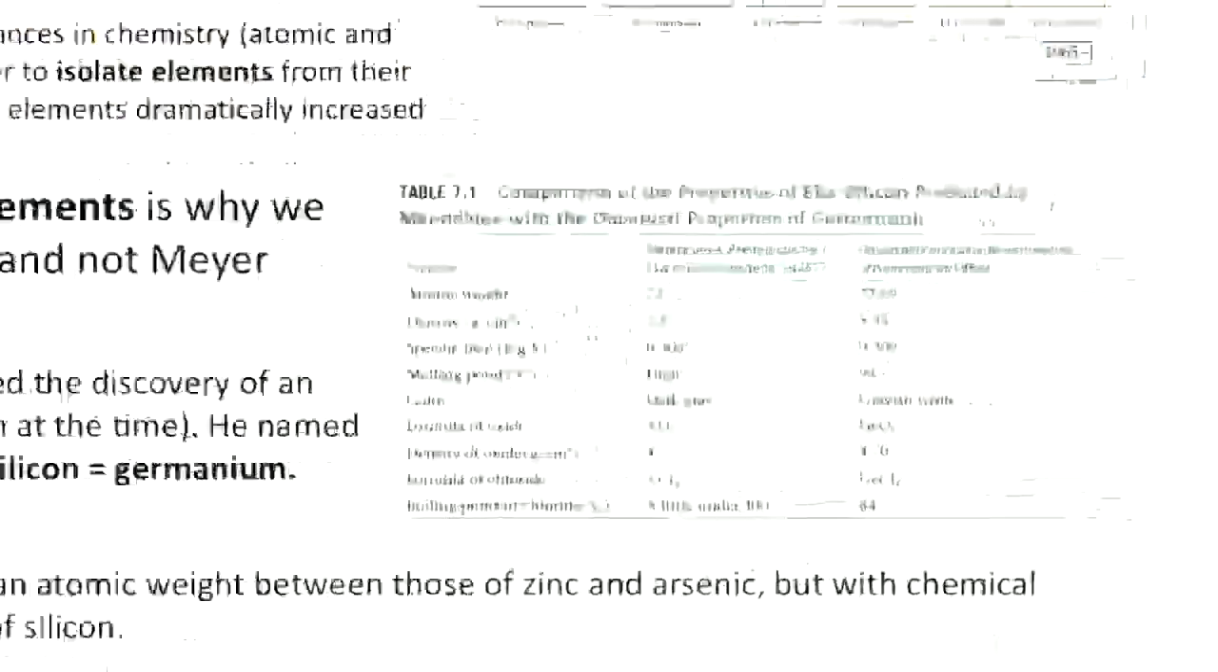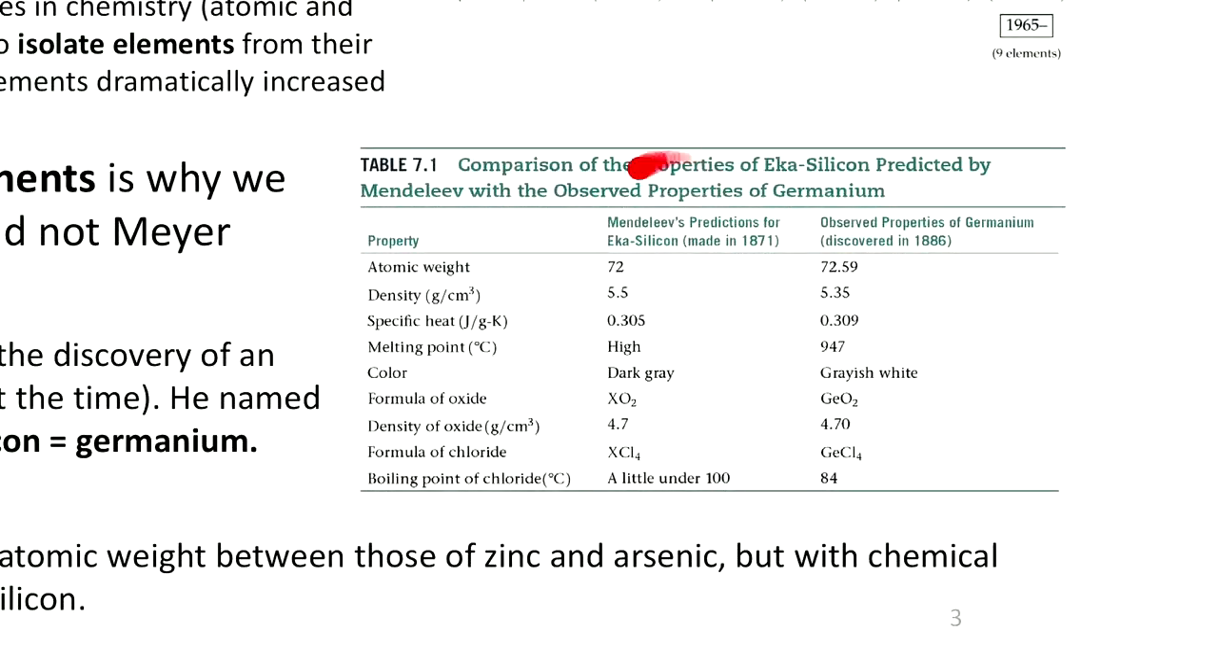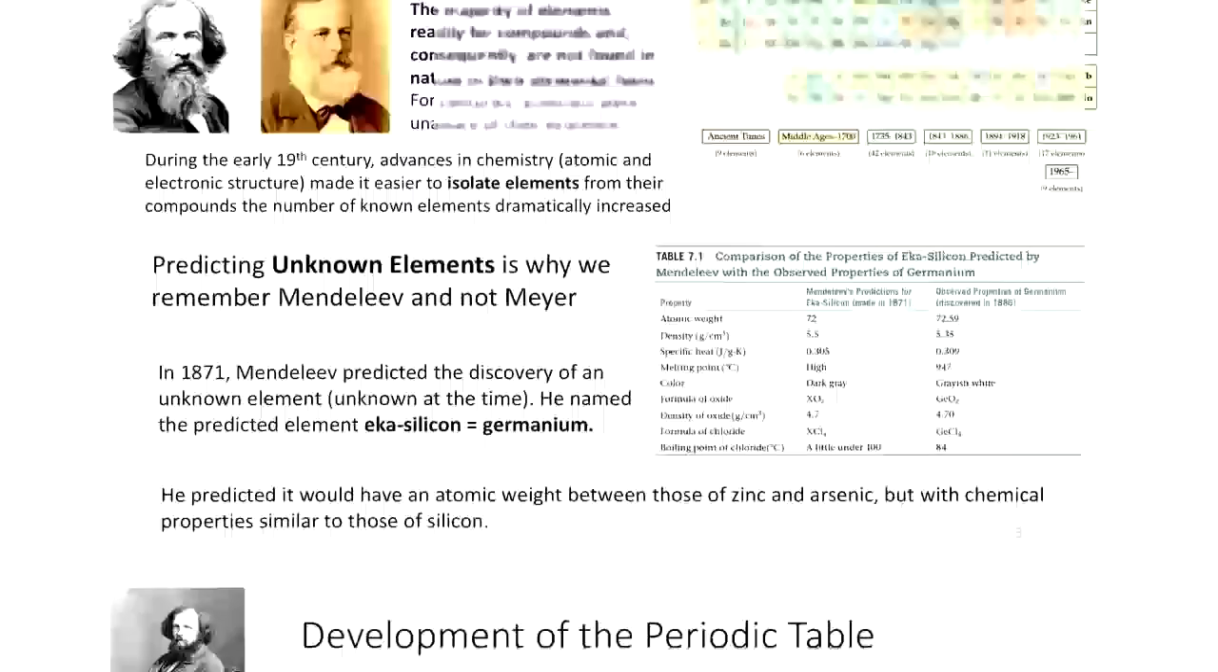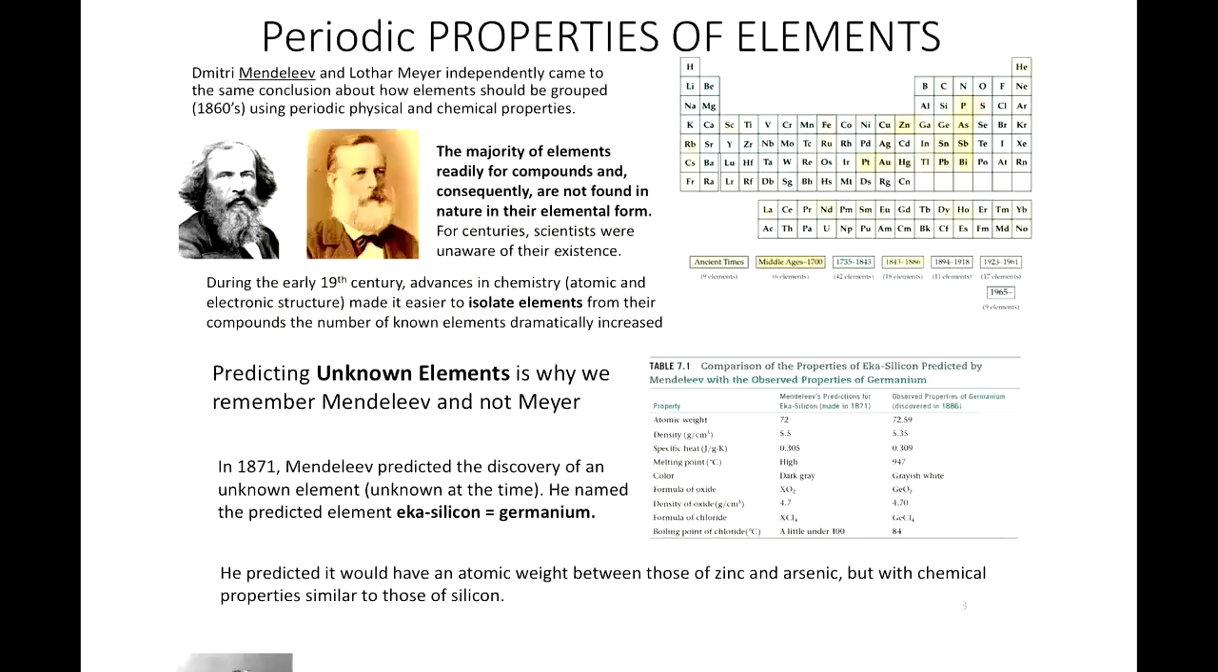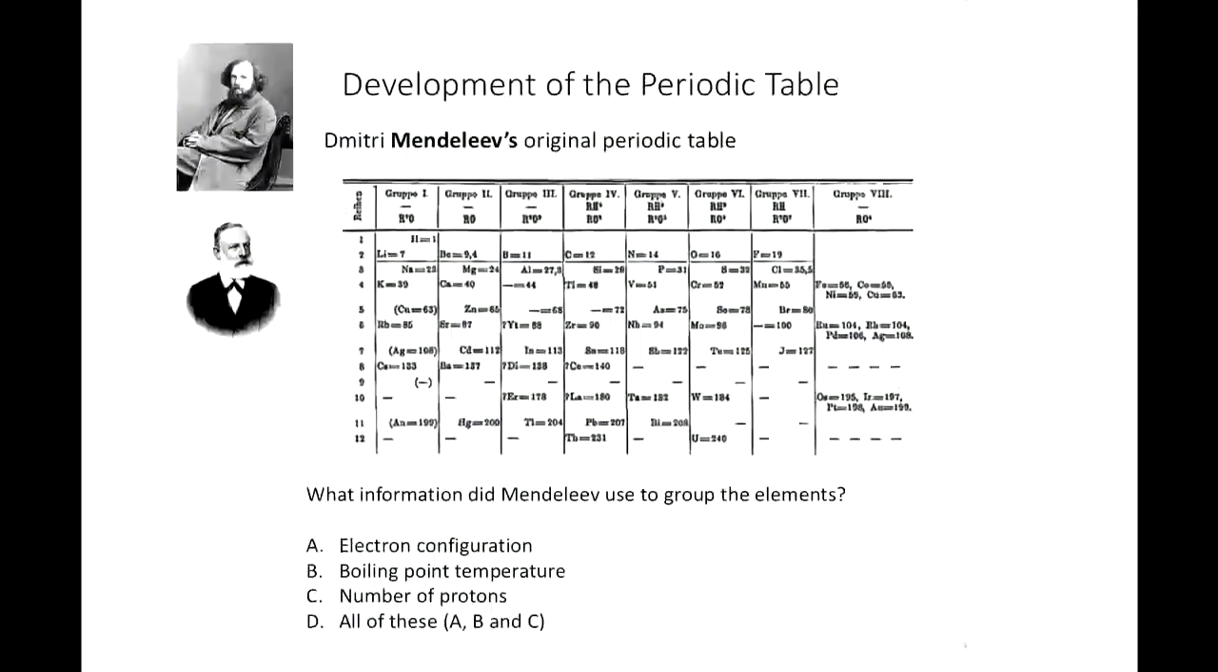So here are the predictions of silicon that Mendeleev made, and then it took 15 years for them to discover germanium, and he was fairly close. And so that's why we remember him and not Meyer, but we'll give Meyer some credit here too. He was not brilliant enough to leave those blanks in the periodic table. All right, so the properties.